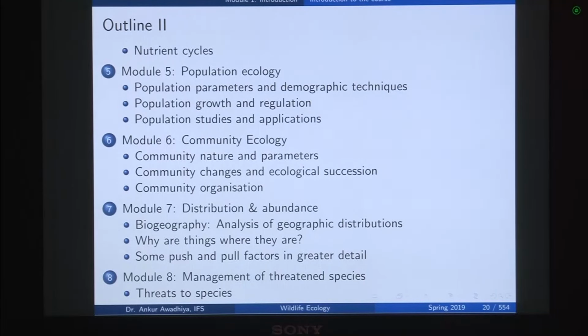The fifth module is population ecology. Now, population is a group of animals that belong to the same species. So, say a group of cheetal or a group of sambar, that is a population. Now, if we want to study a population, we will have to define a number of population parameters. So, what is the number of organisms that are there, what is their sex ratio, how many offsprings are born to each mother and so on.